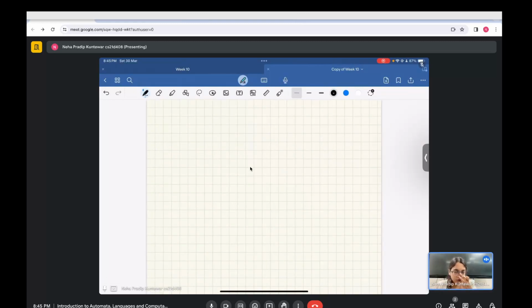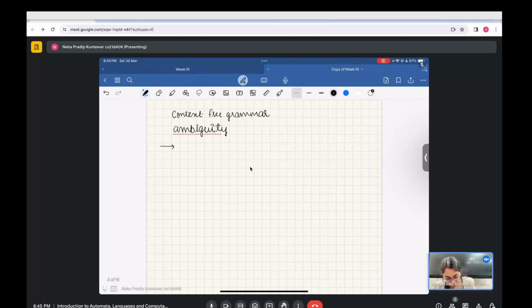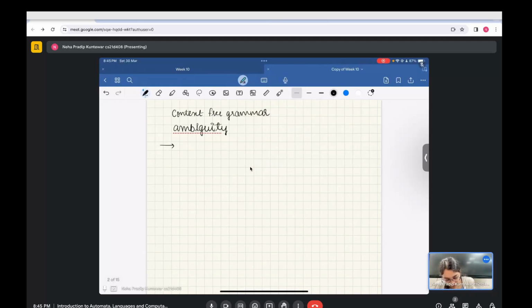So let's talk briefly about the topics that we're going to look into today. Last time we saw what are called context-free grammars, and this week we saw what is called ambiguity. When do we say that a grammar is ambiguous? This time we will see how, if a grammar is ambiguous, we can make it unambiguous.